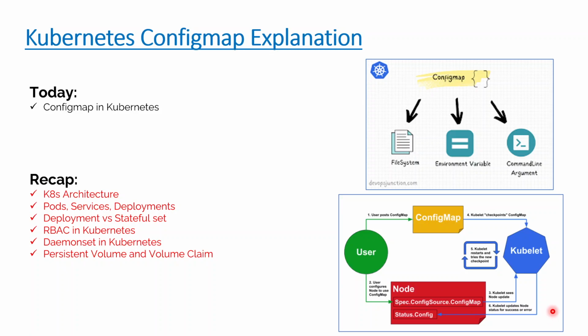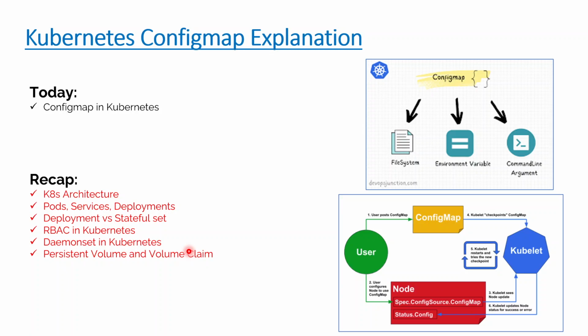So what we have done in this series, the entire Kubernetes playlist, is a quick recap. We have first of all understood the architecture, what the pod, services, and deployment are, which have important significance in the Kubernetes world. What's a deployment and a stateful set, and what are the main key differences between these two. How do we apply RBAC? Very important topic. Role-based access control in Kubernetes. What is a daemon set and how and when we have to use a daemon set in Kubernetes. And finally, we saw in the last video what a persistent volume and a persistent volume claim are, to be used in stateful applications.